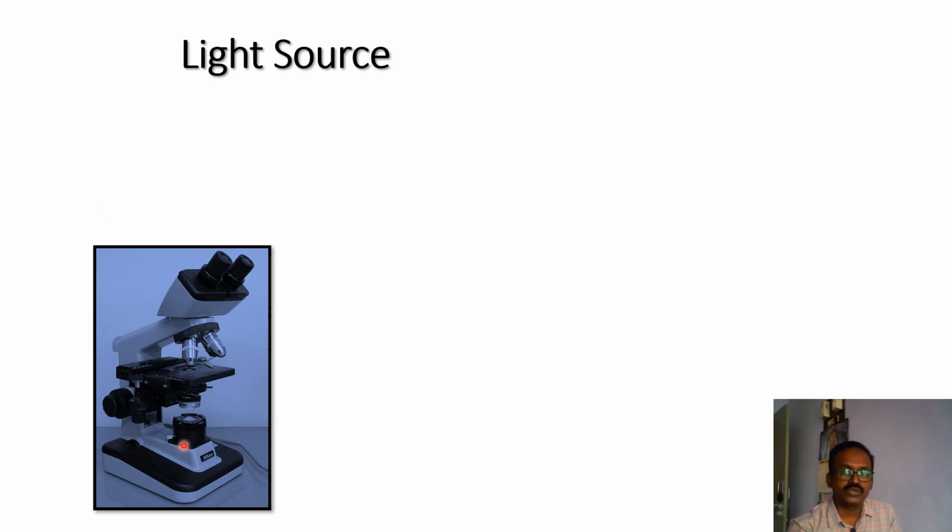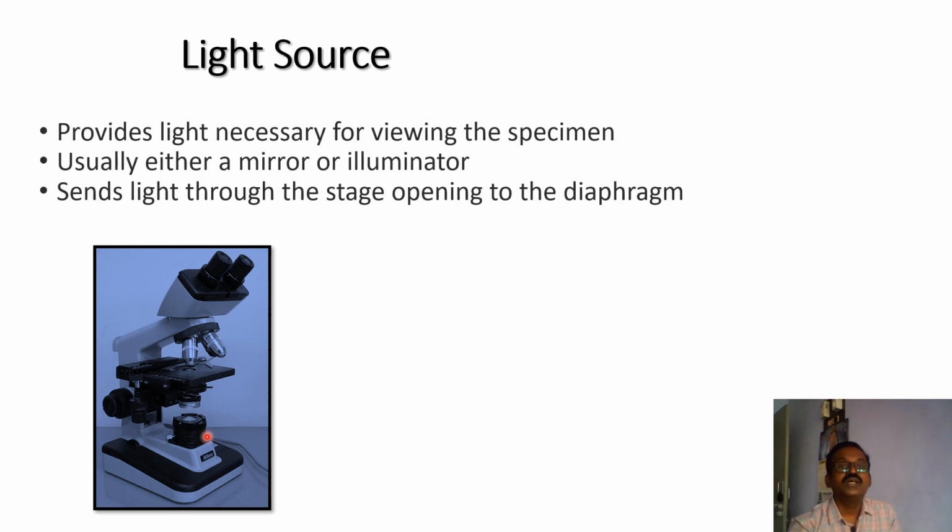The light source. This is the inbuilt light source. Some old microscopes have a mirror: a concave mirror used for the low power and high power objectives, and a plain mirror used for the oil immersion objectives. It provides the necessary light for viewing the specimen, usually either a mirror or an illuminator. This is the illuminator. It sends the light through the stage opening, through the diaphragm.